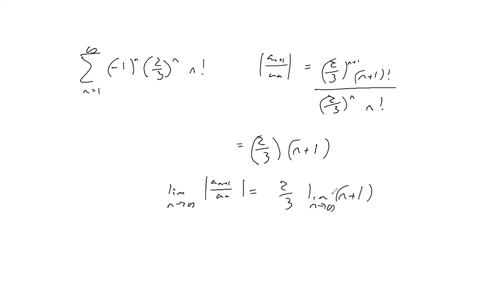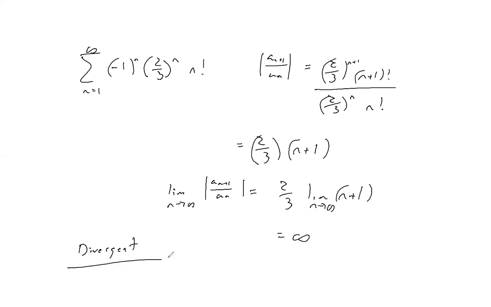Okay, what is this limit? What is the limit of n plus 1 as n goes to infinity? That's equal to infinity. 2/3 times infinity is still infinity. So we have our limit is equal to infinity. Okay, so what does our ratio test tell us? If our limit is greater than 1 or infinity, our series is divergent. Okay, so our original series is divergent.